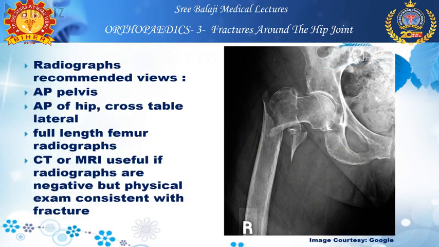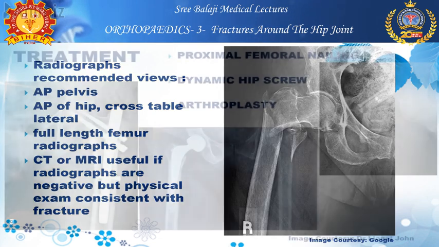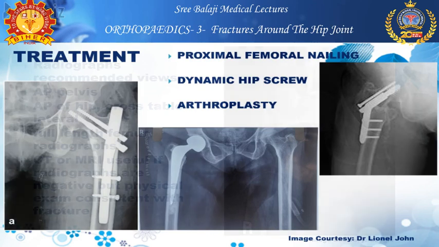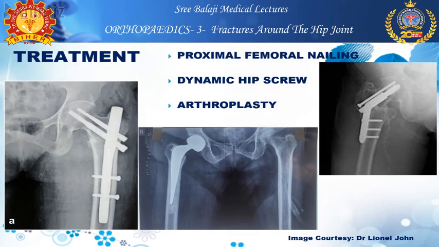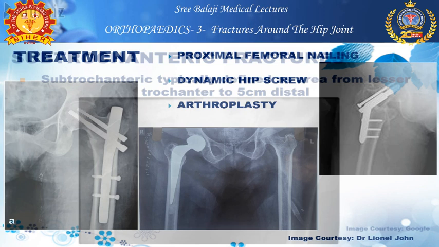Radiographs are recommended, that is an AP view of the hip, a cross-lateral and a full-length femur, as well as CT or MRI if there is a negative radiograph despite clinical suspicion of fracture. Treatment modalities: usually we do a proximal femoral nailing or a dynamic hip screw fixation, and depending upon the age and the severity of the fractures, we even do an arthroplasty.